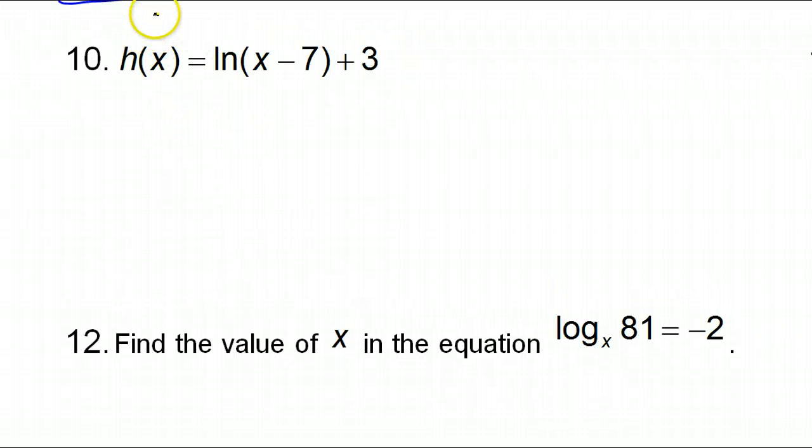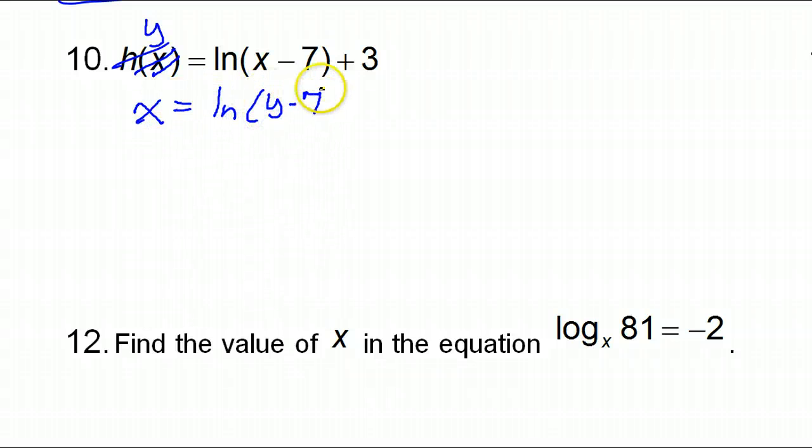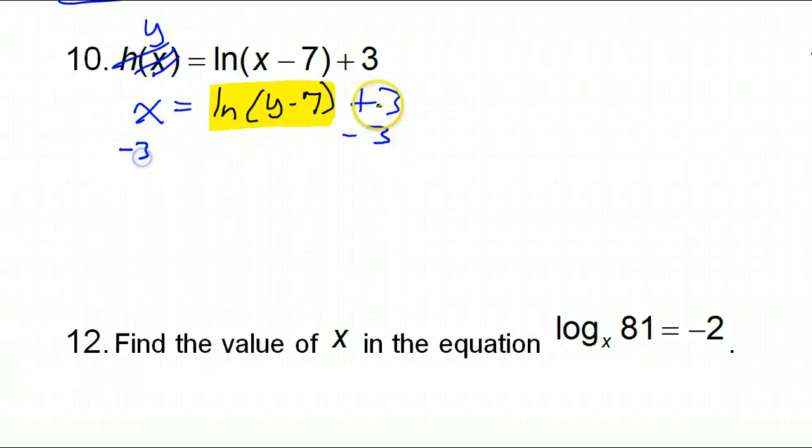Alright, once again, this is like having y equals. And our first job is to switch the x and the y. So we will have x equals natural log of (y minus 7) plus 3. Before we can rewrite this in exponent form, we need to get the log expression by itself. So we need to do minus 3 on both sides. So that's going to give us x minus 3 is equal to natural log of (y minus 7).